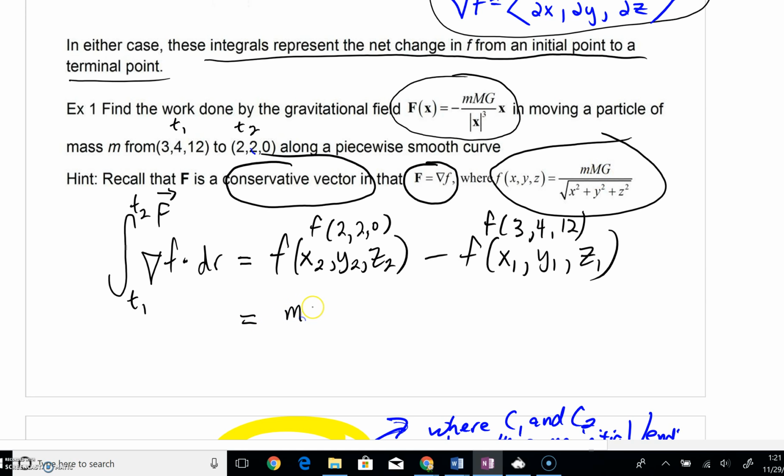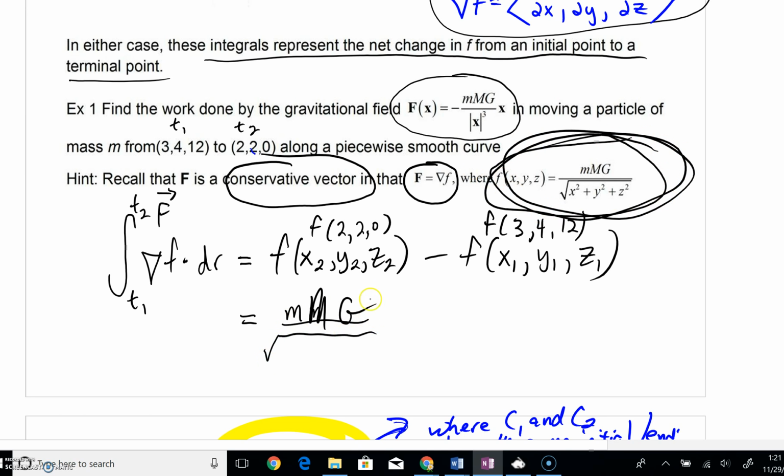We'll say this is capital MG, and again, I'm just coming right back up here. It's the square root of x squared plus y squared plus z squared, minus, well, we'll have MMG. We're going to plug in our beginning point, which was (3, 4, 12). Down here, we'd have 3 squared plus 4 squared plus 12 squared. Guys, you work this out, you've evaluated your line integral.